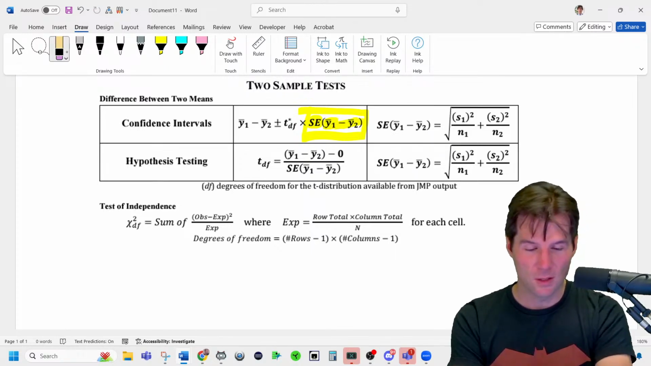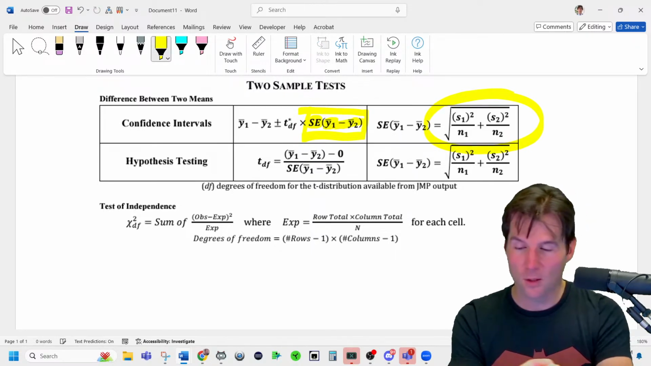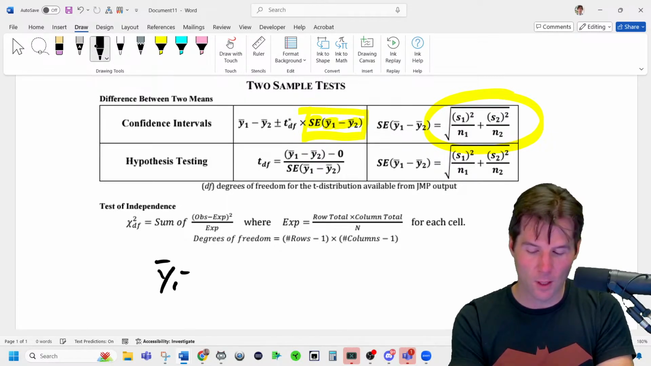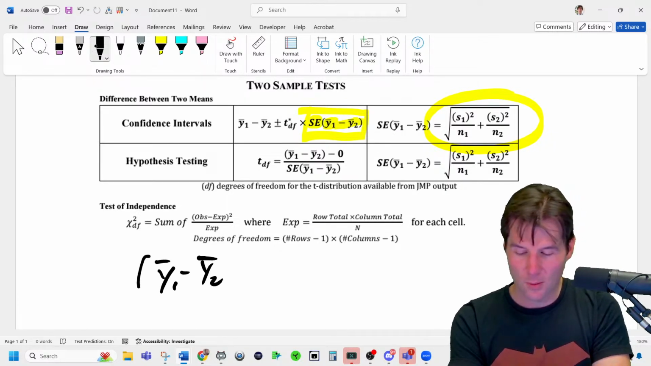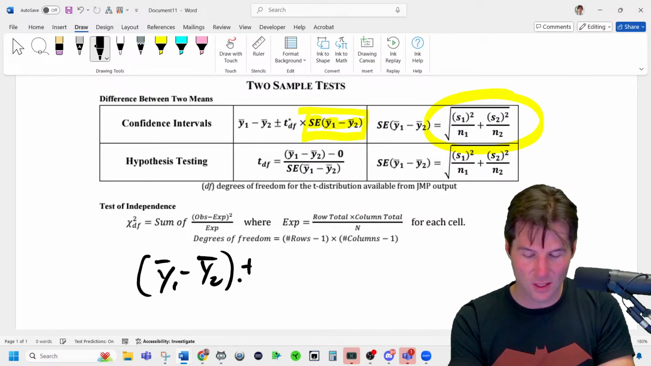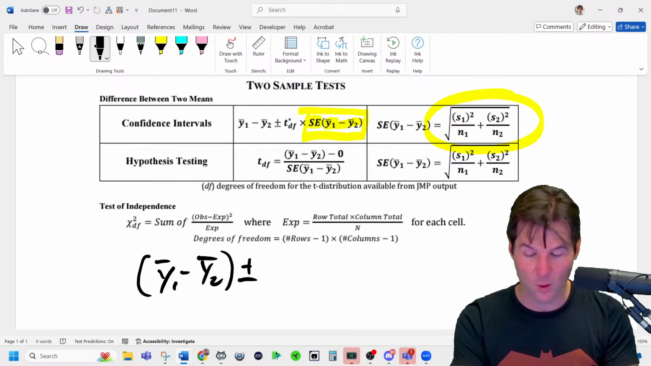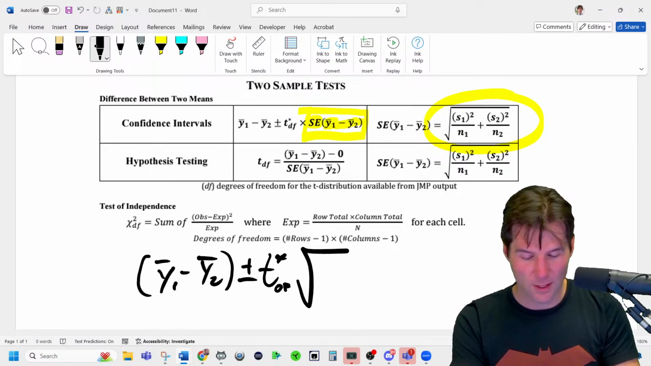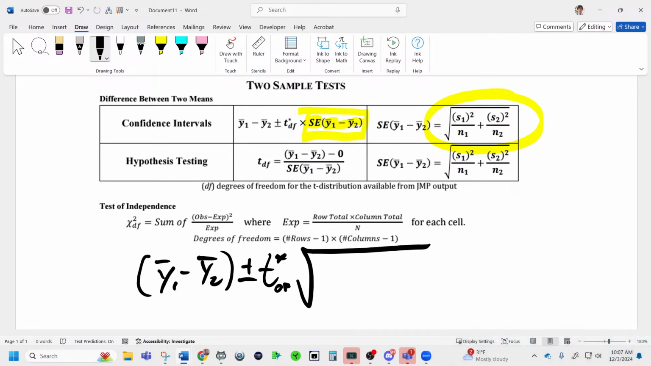This is not SE times y bar 1 minus y bar 2. This quantity is the full quantity written out over here. So once again, when I usually write my formulas, I do the following: y bar 1 minus y bar 2. I usually put that in parentheses to section it off because that's the estimate plus or minus the margin of error. T star, meaning we get to pick it with a very complicated degrees of freedom formula. And then we times this by the square root of s sub 1 squared over n sub 1 plus s sub 2 squared over n sub 2. And this is the metric of the standard error.